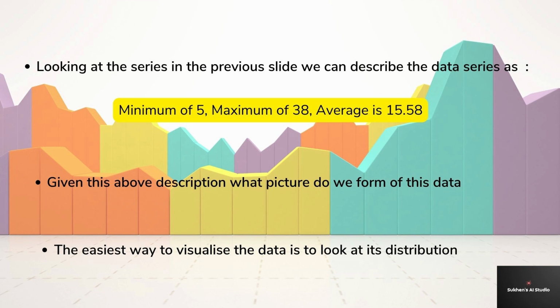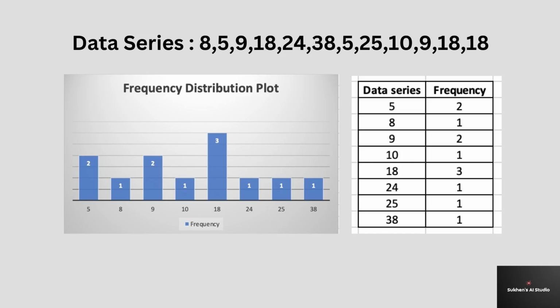The easiest way to visualize the data is by doing a frequency distribution. Frequency distribution is nothing but the count plot of each data point. So in our last data series, 5 has occurred 2 times, 8 occurred 1 time, and so on. Doing a frequency plot, it is very easy to see the distribution of the data, which can eventually help us draw some conclusions.